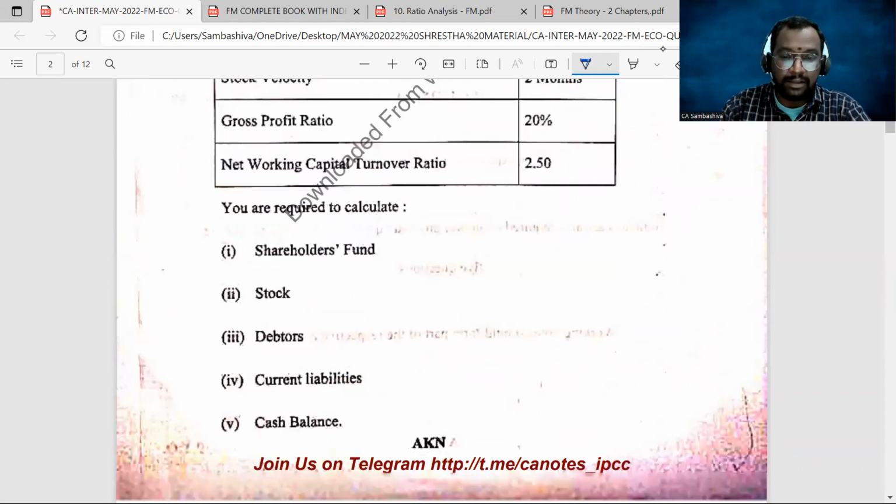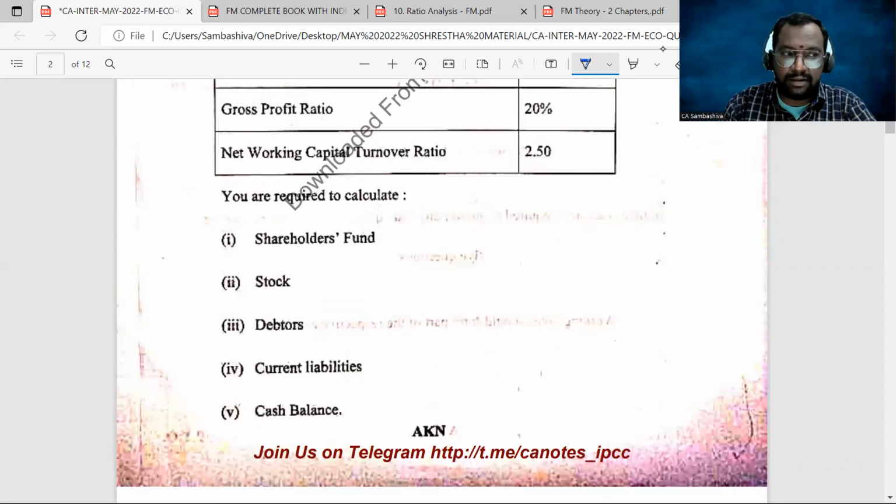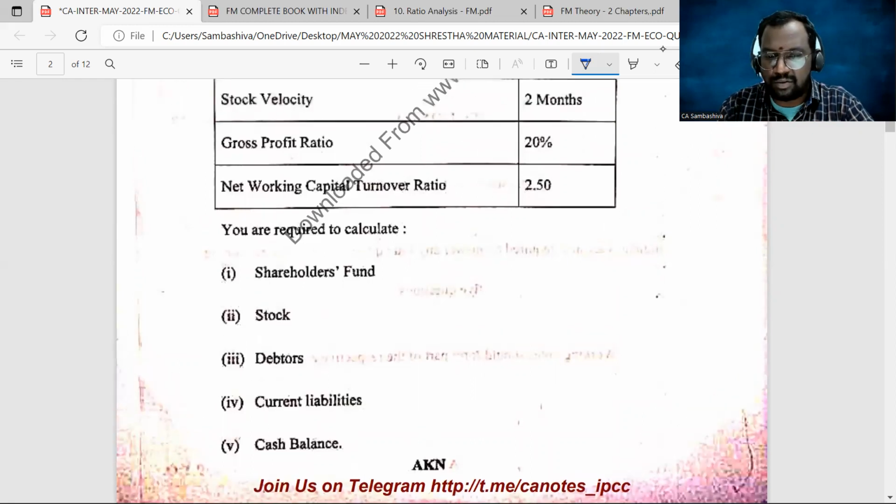First of all, let me clear one thing. This is only a brief analysis of the question paper, not a detailed discussion of the answers to every question. The detailed analysis of the question paper with the suggested answers, I will do in another video within a couple of days. So initially, this is only a brief analysis of our question paper.